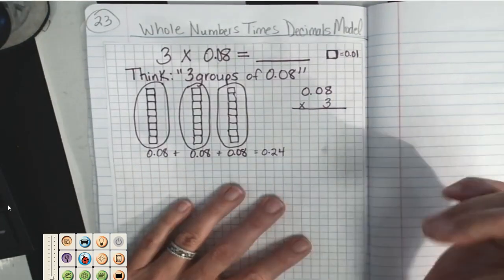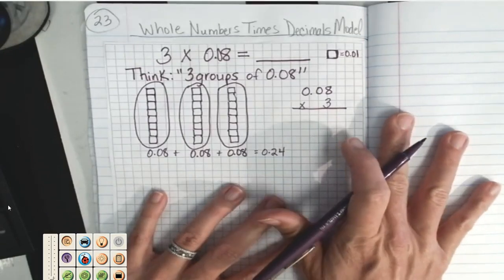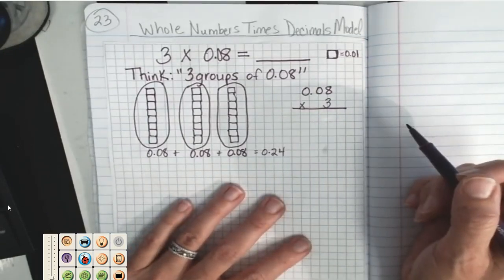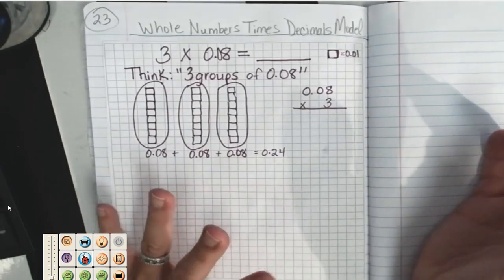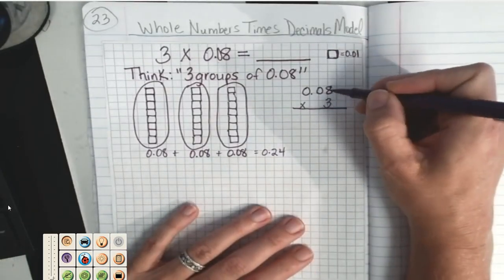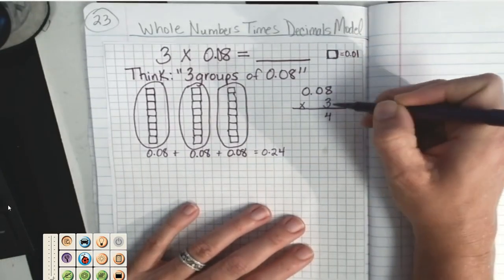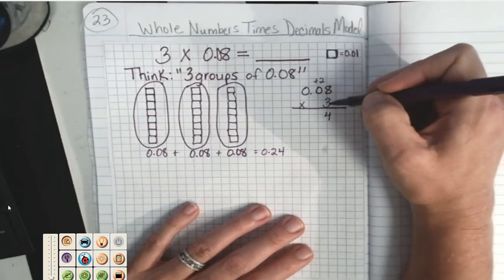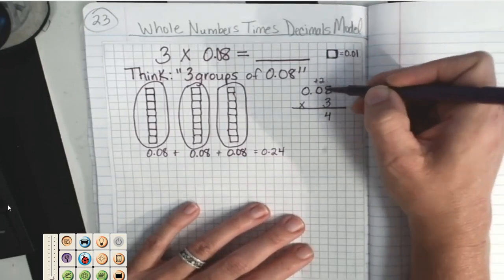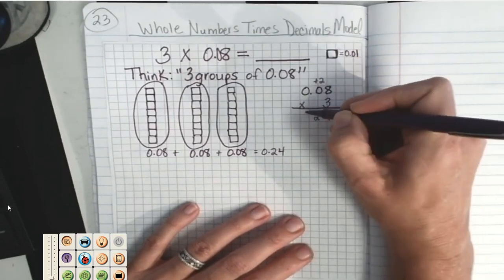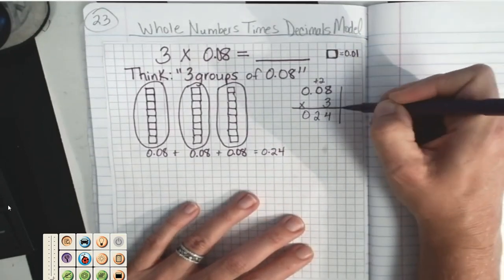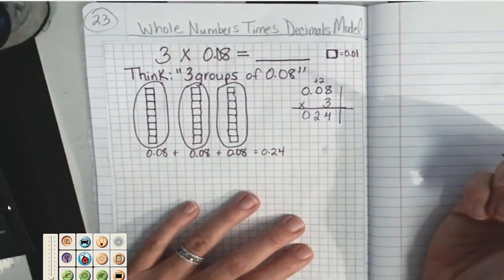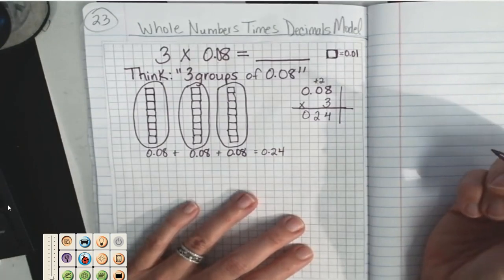Okay, we're going to ignore the decimal to the end, and we're just going to do the algorithm like we normally would for whole numbers. So 3 times 8 is going to give us 24. We're going to regroup that 2. 3 times 0 is 0 plus 2. And then 3 times 0 would be 0. The last thing, there's just one extra step when you have decimals, and that's to count your decimal place values.